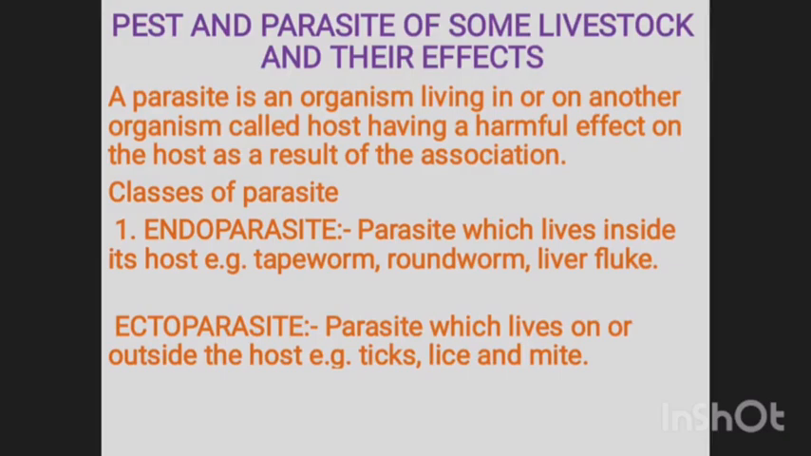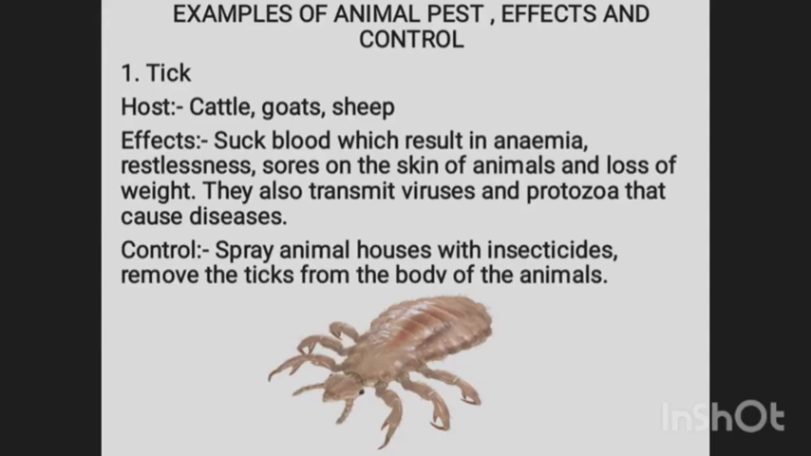Now, parasites can be classified into two. The parasite can be endo. When it's endo, this is a parasite which lives inside its host. Examples are tapeworm, roundworm, and liver fluke. And parasites can be ecto. These are parasites that live outside the host. Examples are tick, lice, and mites. So these are the major classes of parasites.